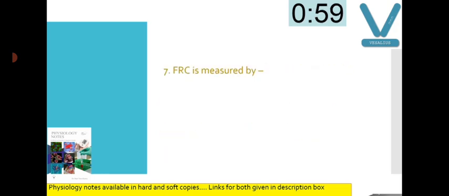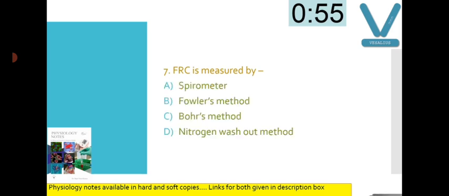Then FRC, how is it measured? We have discussed. FRC cannot be measured by spirometer because it is remaining inside the lung. Fowler's method is used to measure dead space. Bohr's method is used to measure physiological dead space. And nitrogen washout method or open circuit method is used to measure FRC.